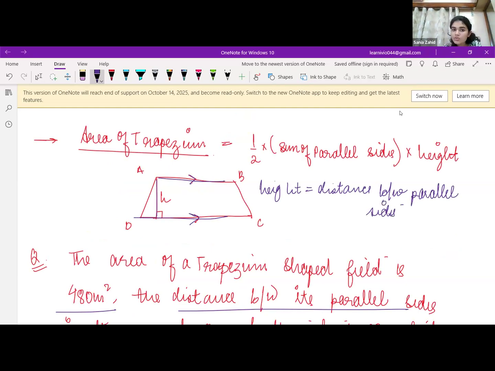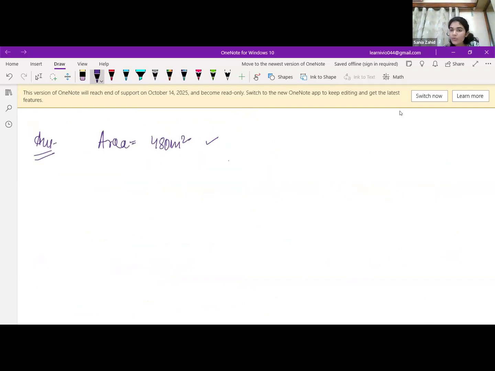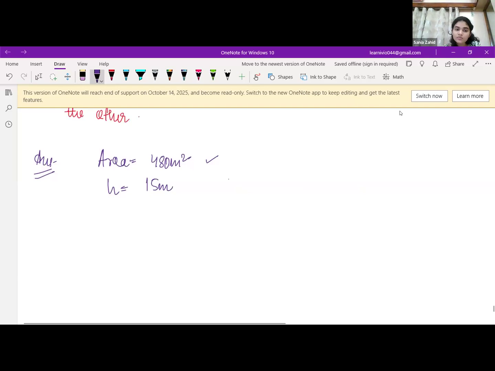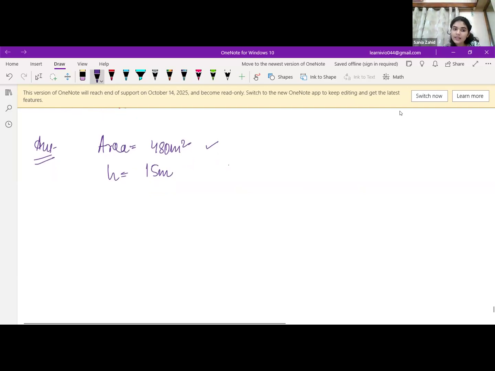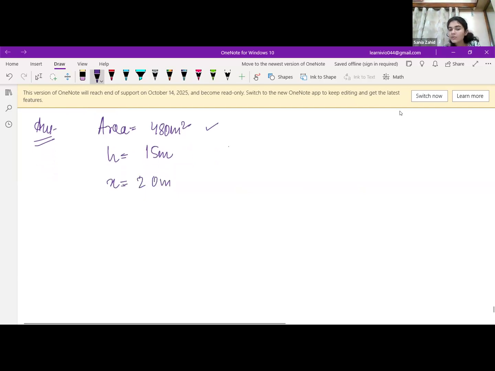So the area is given to you, and now see the formula of area. The height is also given to you. Height is how much? 15 meter. One of the sides is 20 meter. So let's consider x is 20 meter. The other parallel side I don't know, so let's suppose y. Or you can also consider it as S1 and S2, parallel side number 1, parallel side number 2. So now how to find this side? Very easy. I will just apply the formula.